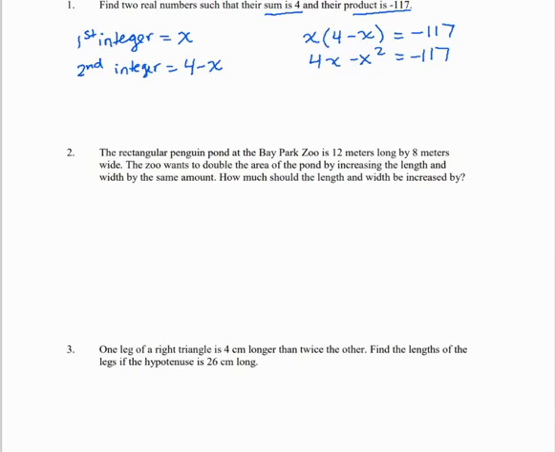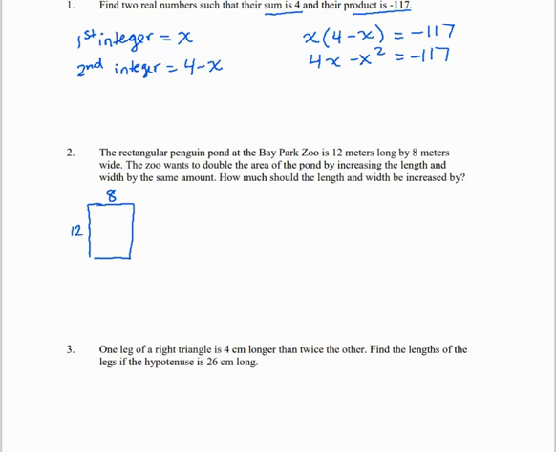Next, we will complete number 2. So for this one, it says we have a rectangular penguin pond at the Bay Park Zoo, and it's 12 meters long by 8 meters wide. The zoo wants to double the area by increasing the length and the width by the same amount. So in this scenario, I'm going to draw a picture. For my original problem, we have a 12 by 8 little pond.